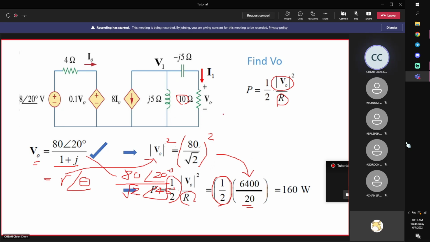So I hope everybody gets the idea. For power, it's just that you have to know what signals to find. So you find the signals first, based on circuit analysis. Then you use those signals to calculate the power.